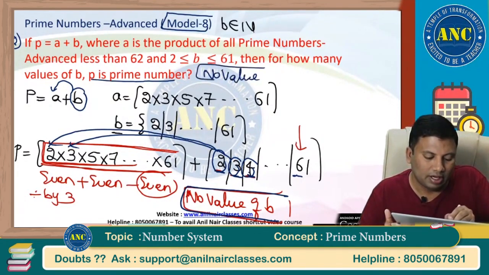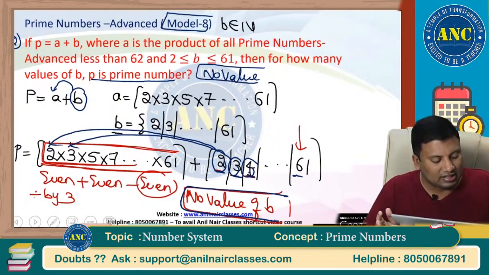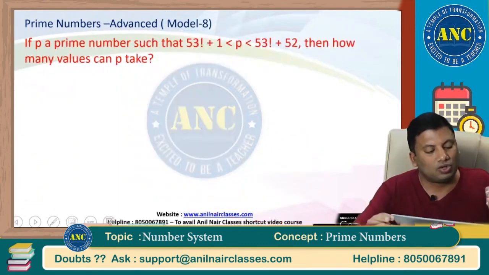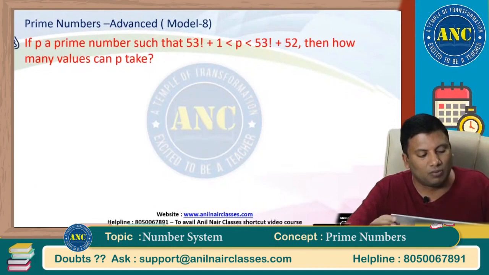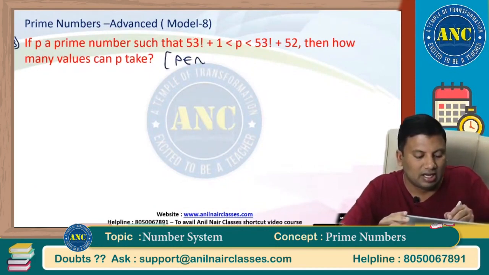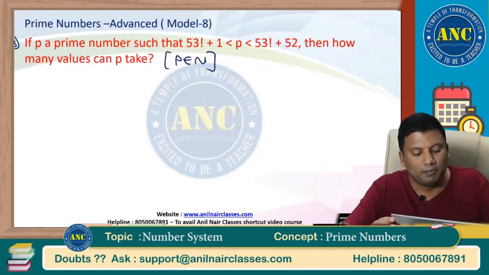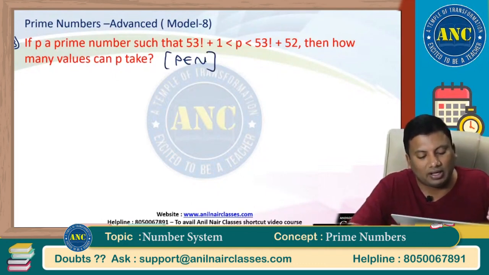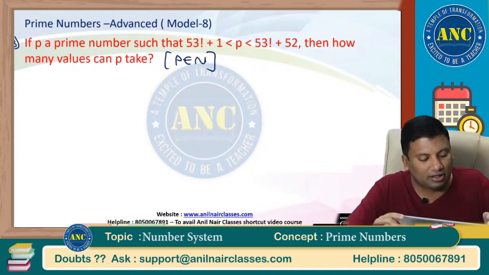No value. I hope the idea is clear. Second one, third one, another question. This is an exam model question. P is a prime number. Prime number means it is a set of natural numbers. P lies from 53 factorial plus 1 to 53 factorial plus 2.